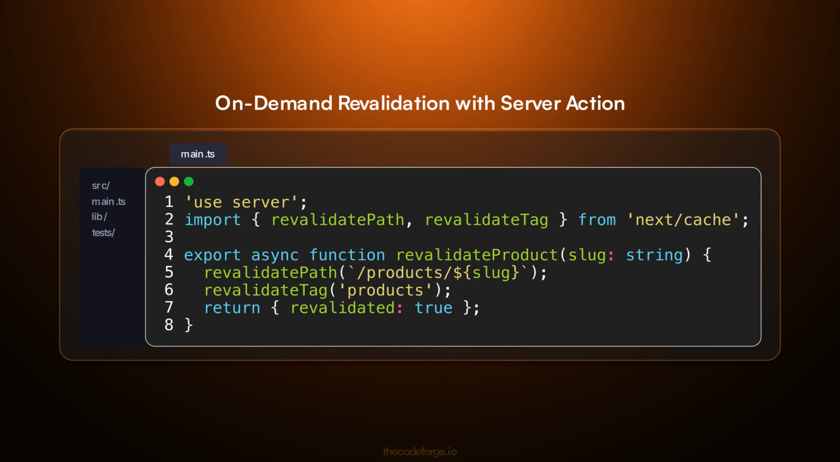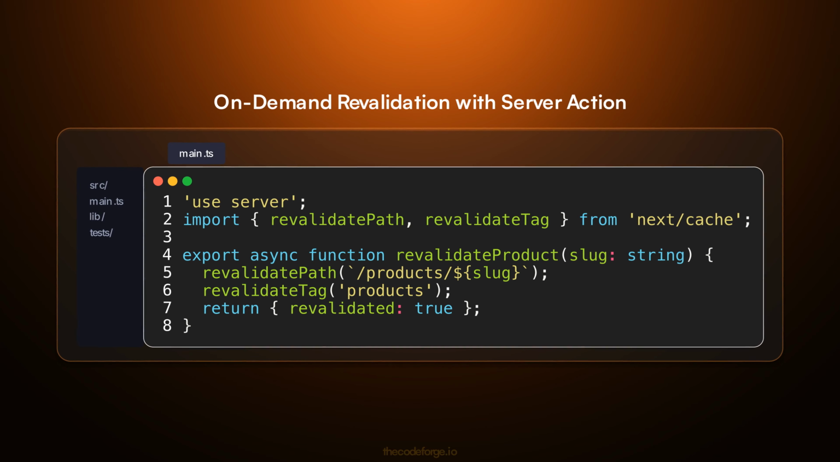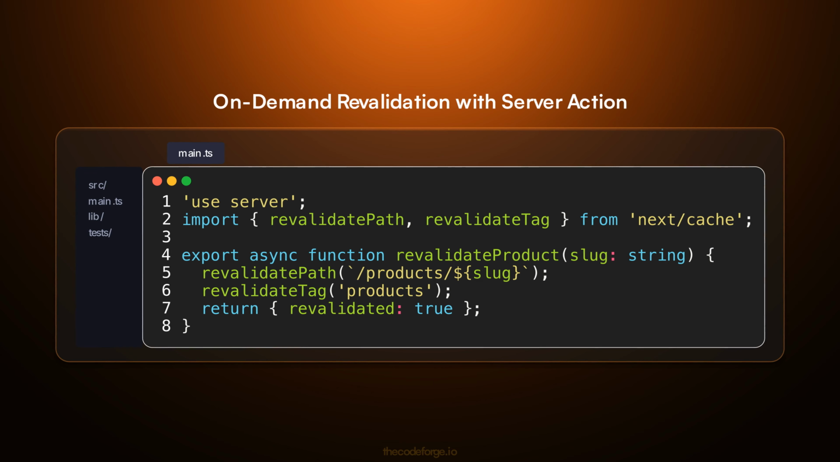The article mentions server actions for manual revalidation, but doesn't show a complete example. Here is a concrete server action that revalidates both a path and a tag, callable from a form or button.